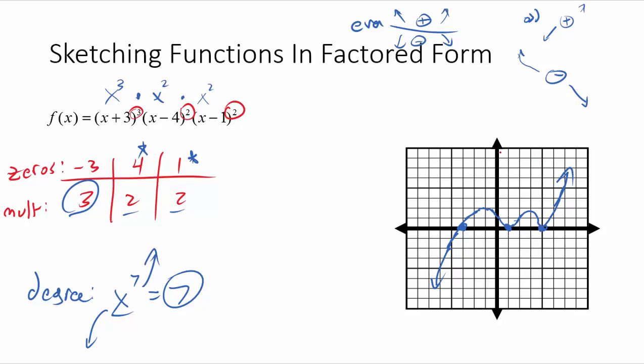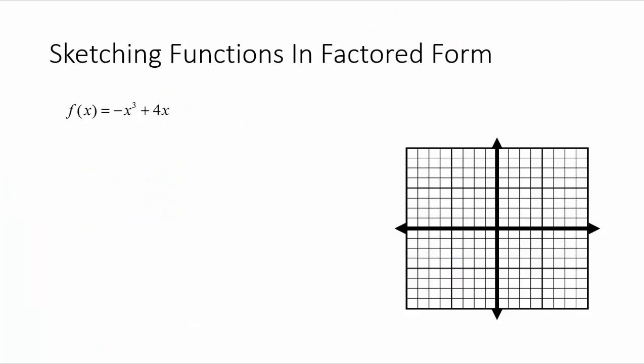Okay, so once you get good at these, they're pretty quick. It's a fast way to sketch the graph. Again, so even multiplicities touch and turn around. Odd multiplicities pass through. There's a little bit of extra stuff that goes on here, but don't worry about that here for this lesson. Okay, final one.